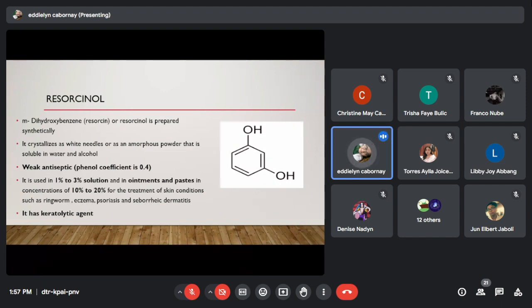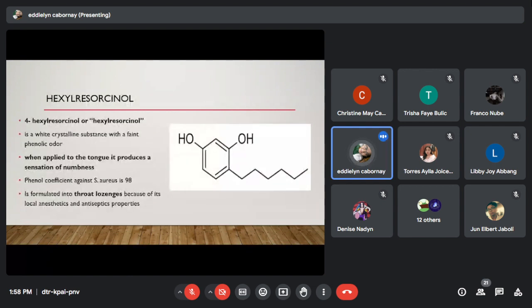Okay, so 1% to 3% for solution, and then 10% to 20% for ointments and paste, which is used for the treatment of skin conditions such as ringworm, eczema, psoriasis, and seborrheic dermatitis. So this is the common question on the board exam, which is resorcinol is used as keratolytic agent.